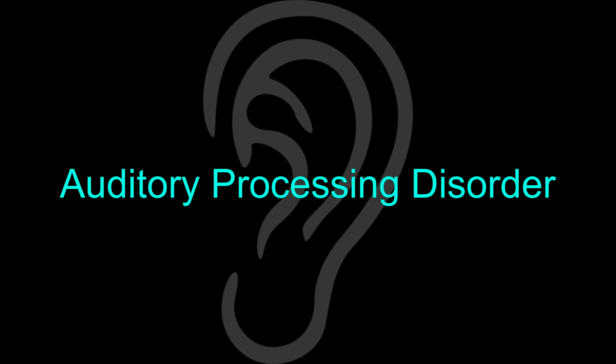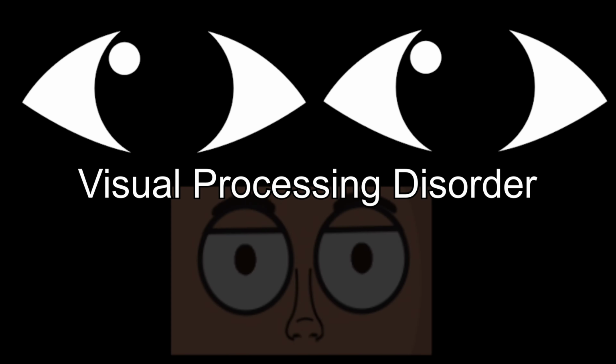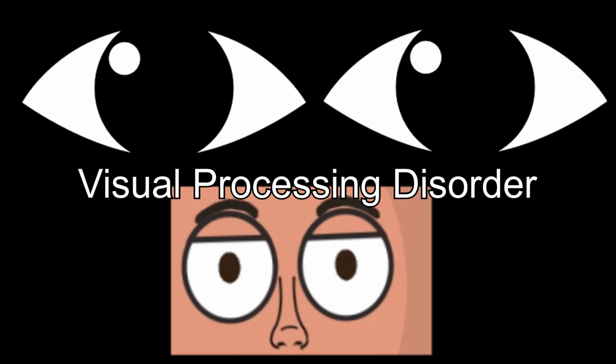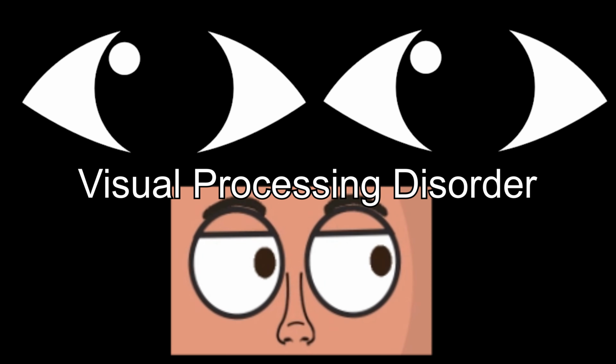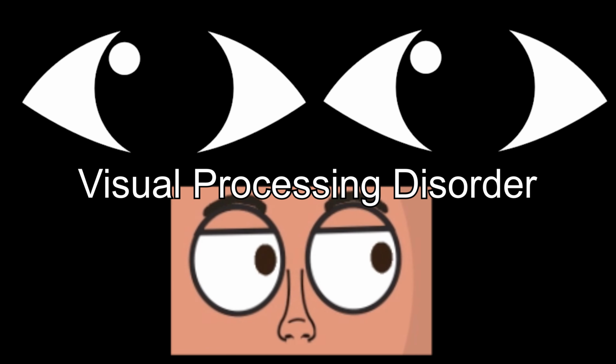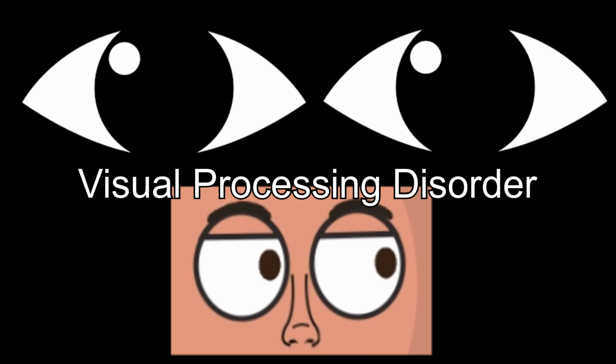Auditory processing disorder. This learning disability does not affect a person's ability to hear. However, it makes it harder for people to understand information that they hear. Visual processing disorder. This learning disability does not affect a person's ability to see. However, it makes it harder for people to understand information that they see.